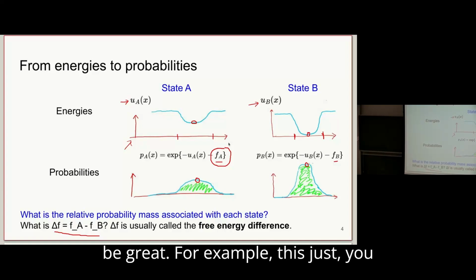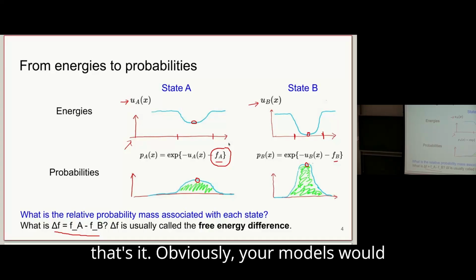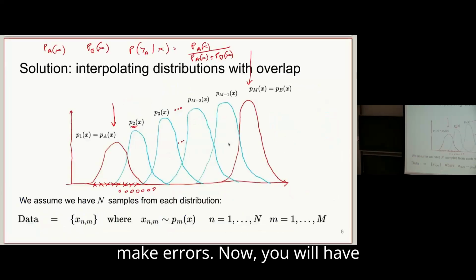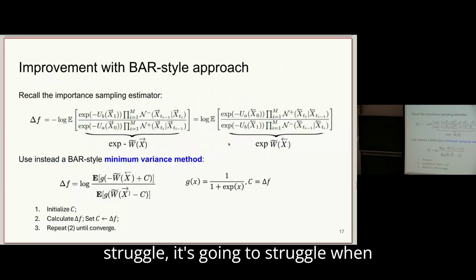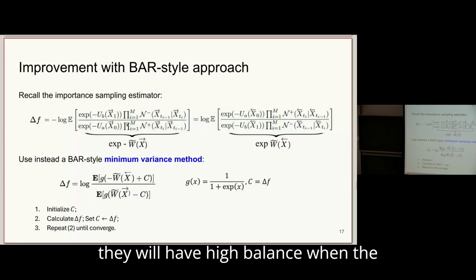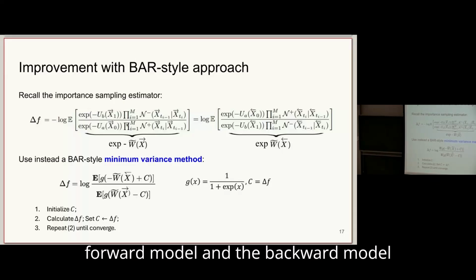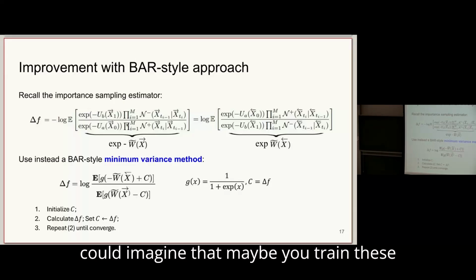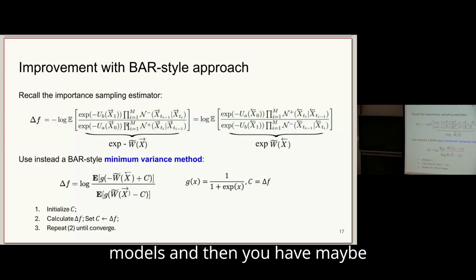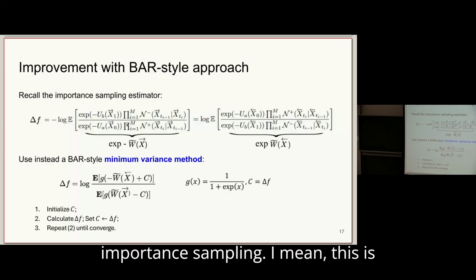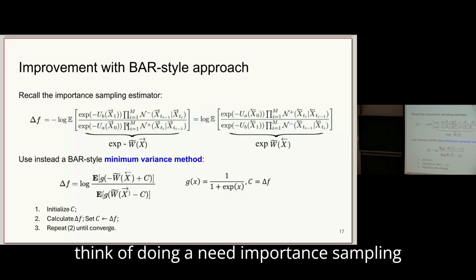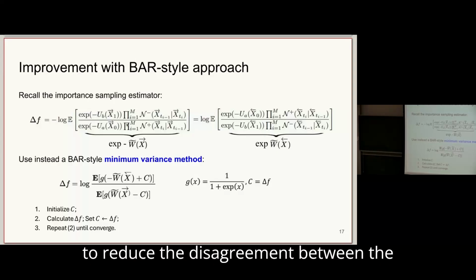For example, you have some data and you train models and that's it. Obviously, your models will make errors. This is going to struggle when these ratios have high variance, and they will have high variance when the forward model and the backward model don't agree much with each other. So you could imagine that you train these models and then you have areas where there is low agreement between the models, and you could try to do things to correct those. One thing you could do is importance sampling, to reduce the disagreement between the models.